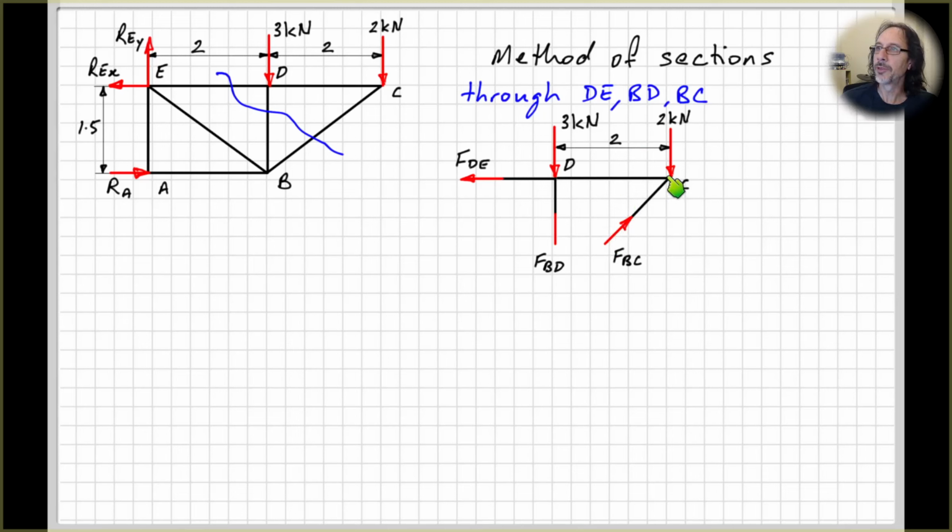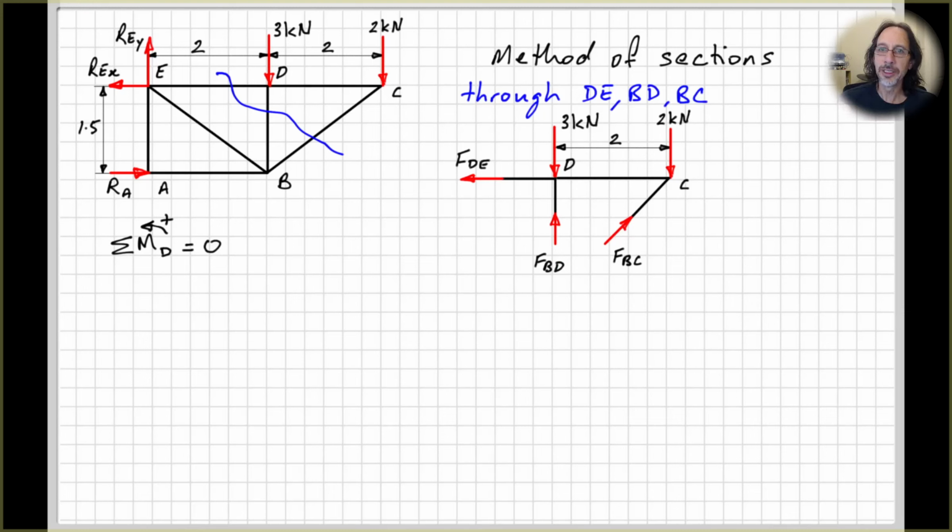So you could take moments about point C, or imagine you're taking moments about point C. FBC and the 2 kilonewton force pass through point C, as does the force FDE. So the only force causing moment about point C is the 3 kilonewton force acting downwards to cause an anti-clockwise rotation. So therefore we need FBD to be pushing upwards to cause clockwise rotation. So we can put that in. All right, so now we just need to put equations to what I've just described.